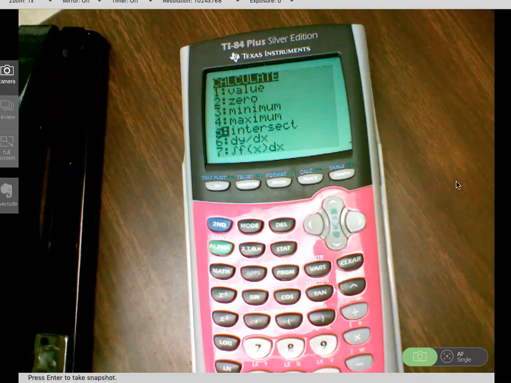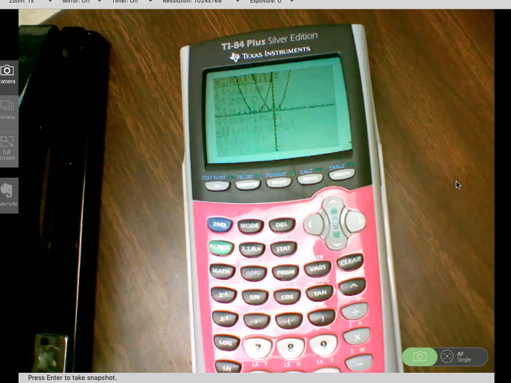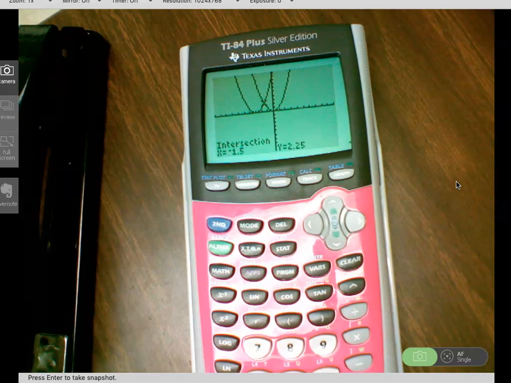It says intersect. You hit enter on that, and it's going to ask, what is the first curve you would like to look at? You just hit enter. What is the second curve you would like to look at? You just hit enter again because it's on your other one. Take a guess. It never cares where the guess is unless there are multiple answers. So you just hit enter again. And look at that. There's my point of intersection: negative 1.5, 2.25. Isn't that nice? I like it.